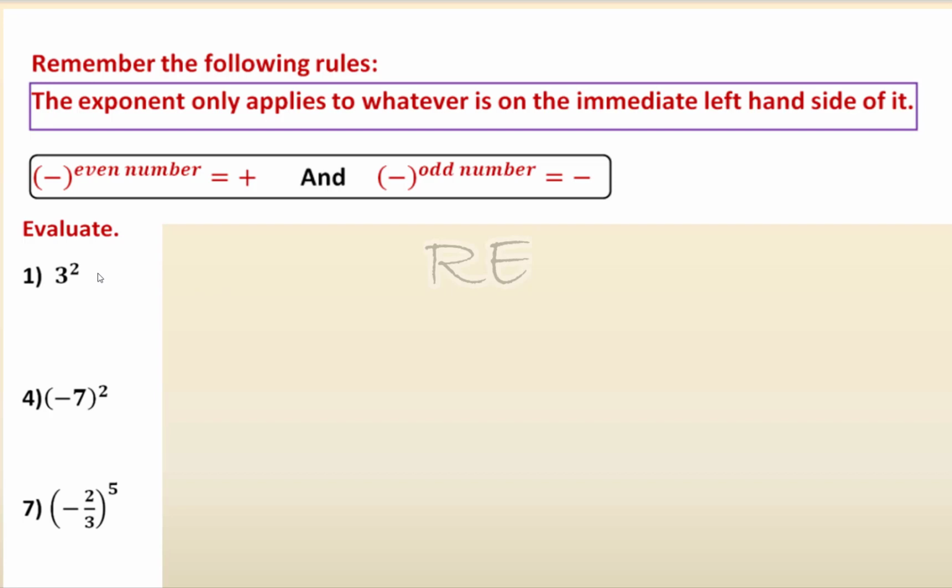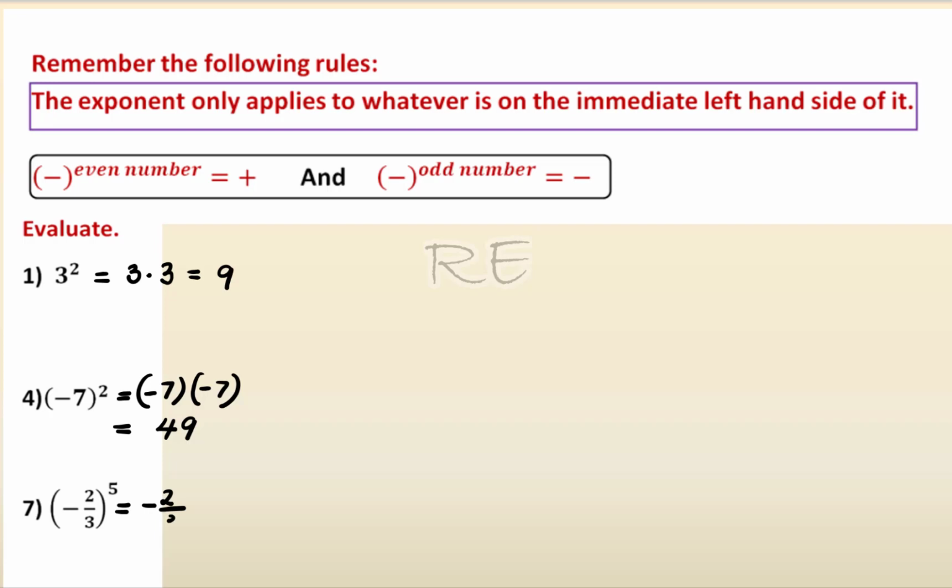A negative number raised to an even number is positive. A negative number raised to an odd number is negative. 3 squared is 3 times 3, which is 9. Negative 7 squared is negative 7 times negative 7, which is positive 49.